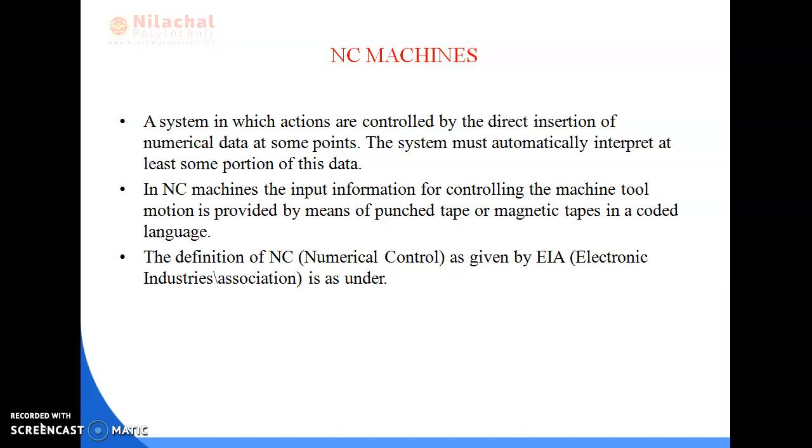So in an NC machine, as we know, all the operations are carried out by using some numerical data, or we can also call it codes. The code consists of some numerals, some alphabets and some symbols that will be punched on a tape, and that tape will be read by a reader, and all the work will be carried out by the NC machine.